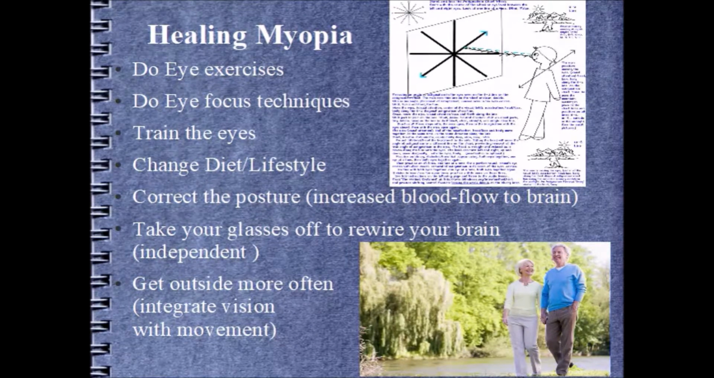Correct the posture. This increases blood flow to the brain. Once again, if you have back or shoulder injuries, the blood flow is more likely to go to those injury sites than to your eyes. Take your glasses off to rewire your brain. This makes you independent of your glasses. When you take your glasses off, it helps you rewire your brain for success. And get outside more often so that you integrate your vision with your movement and your breathing, etc.